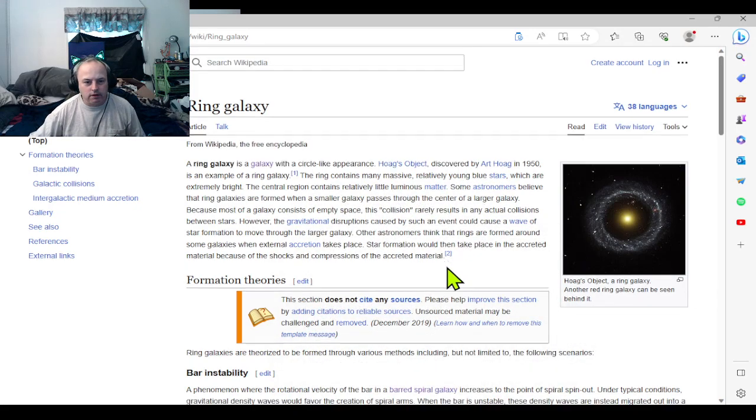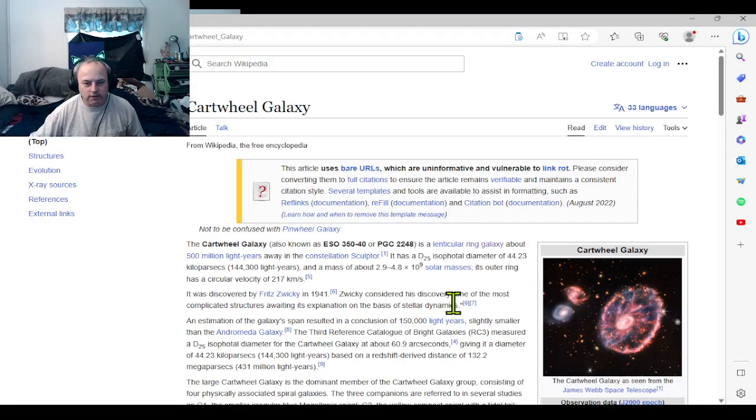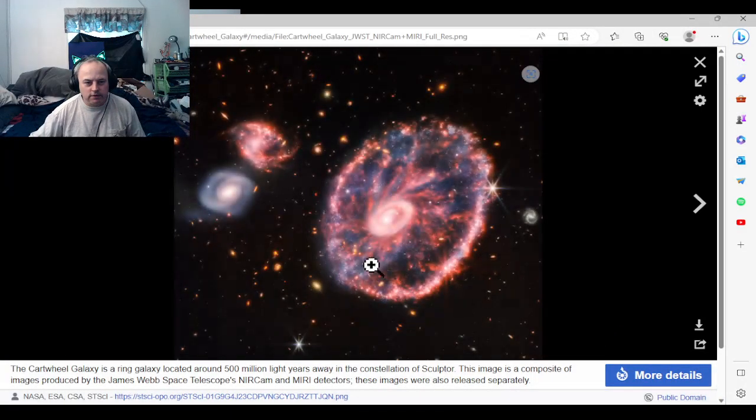Let's see. If we go back to the Cartwheel Galaxy. So there's this one, right? It's a cartwheel. But look at this in the middle. It's 500 million light years away in the constellation of Sculptor. This image is a composite image from James Webb. So look at the middle. Can you think about what's going on here? So this is either expanding or contracting. You can't tell. Okay.